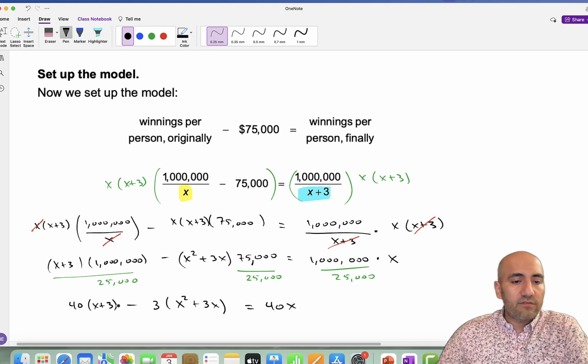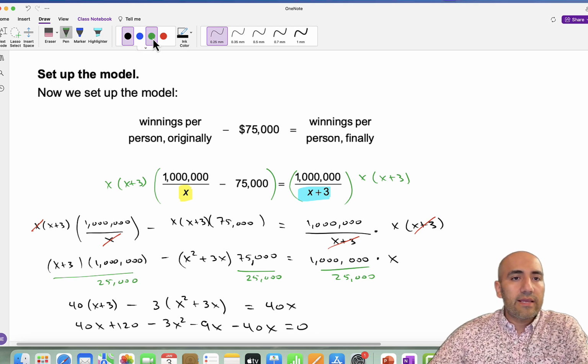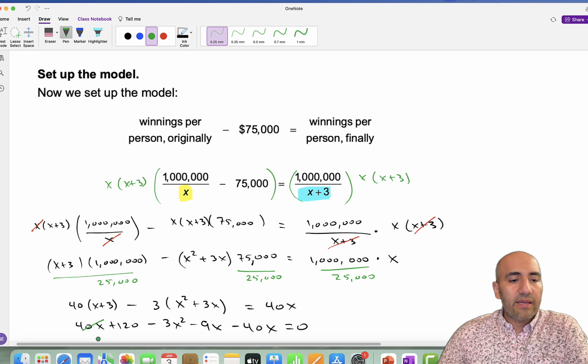All right, let's keep going to try and simplify. Now I'm going to distribute this 40, distribute this 3, combine like terms. And so I'll end up with 40x plus 120 minus 3x squared minus 9x. And moving this over, I get a minus 40x equals 0. So now already I can see some benefits. This minus 40x and this plus 40x, those guys reduce. And so I have these 3 terms remaining.